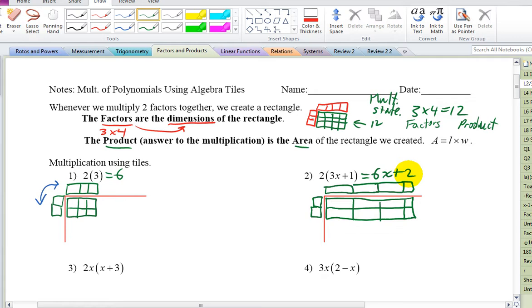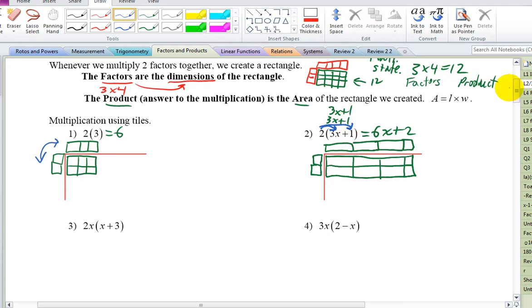How could you do that without the algebra tiles? It's kind of like you're having 2 groups of 3x plus 1. So there's 2 of the first part, 2 times the 3x, and 2 times the plus 1 part. You guys remember that from last year? Okay. Then we started getting into harder ones.